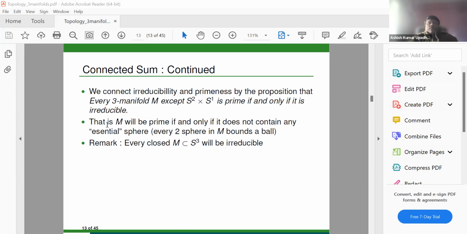Okay. So M will be prime if and only if it does not contain any essential sphere. What do I mean by essential sphere? That every two sphere in M bounds a ball. So here is a small remark: if you take a subset which is also a manifold lying in S3, it will be irreducible.